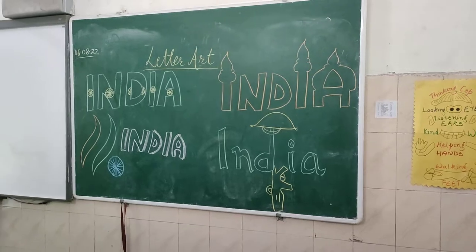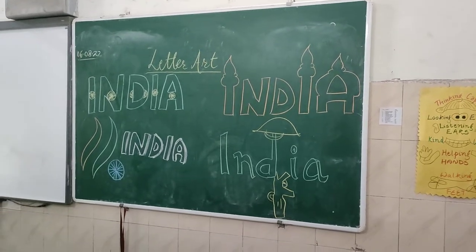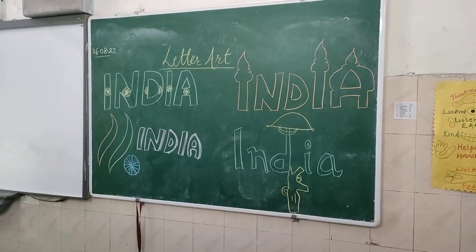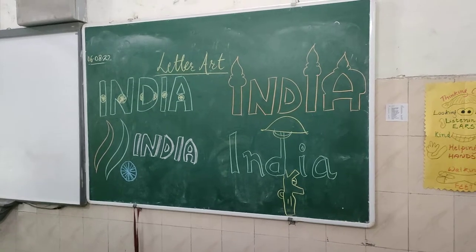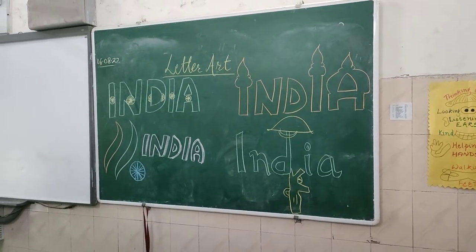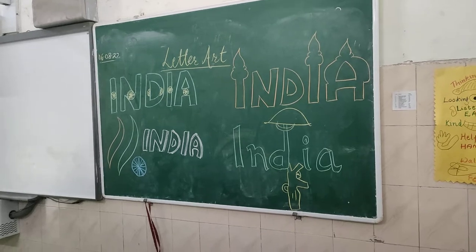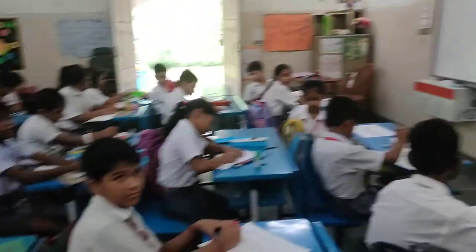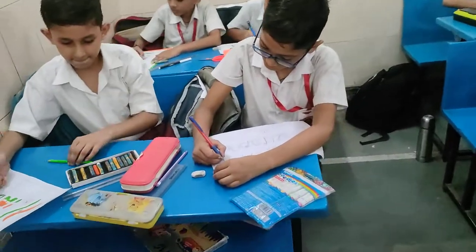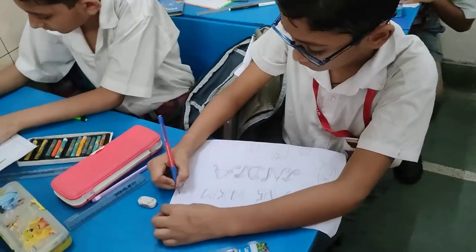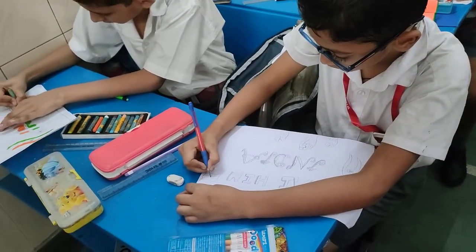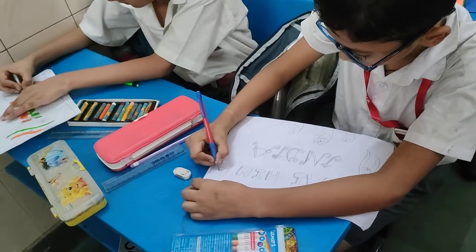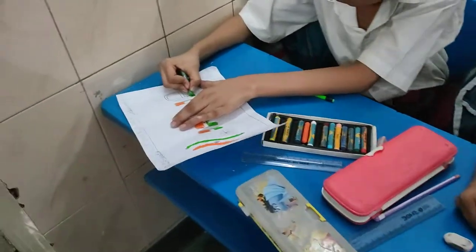Good morning, everyone. Today we are back with another activity where we have to paint India in our beautiful colors using different fonts. So some designs have been made on the board, whereas some children are doing it on their own. Let's go and check it out. Okay, so we have children who are still doing it. Beautiful unity symbol, they are doing it.